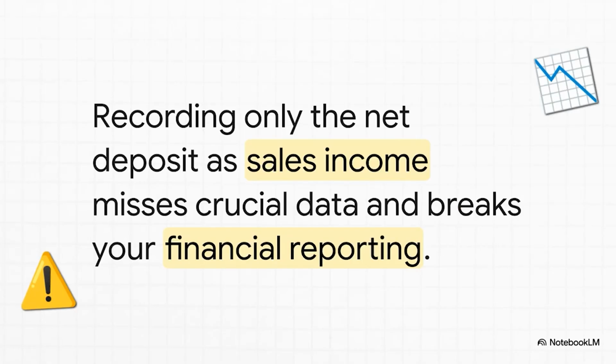Now, here is where the real danger lies. If you go into QuickBooks and simply record that $9,200 bank deposit as your sales income, you are entirely breaking your financial reporting. Think about it. You're missing the fact that you actually had $10,000 in gross sales. You're completely hiding the $300 in processing fees, and you're sweeping those $500 in refunds right under the rug. This leads to incredibly inaccurate profit and loss reports.